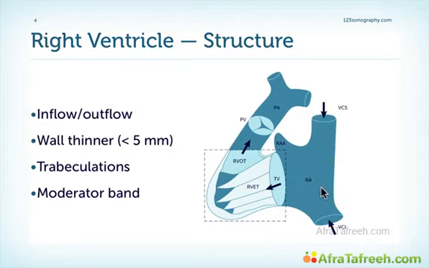The shape of the right ventricle is that of a U, where you have an inflow tract and an outflow tract. The wall of the right ventricle is thinner than that of the left ventricle. It's only approximately 5 millimeters. And we have very strong trabeculations, and one of the most prominent trabeculations is the so-called moderator band, which we will see later.